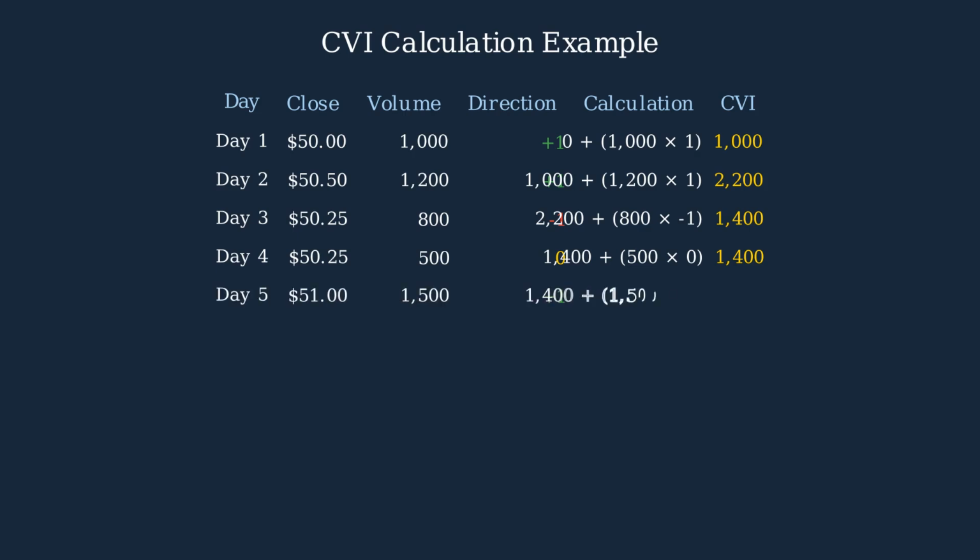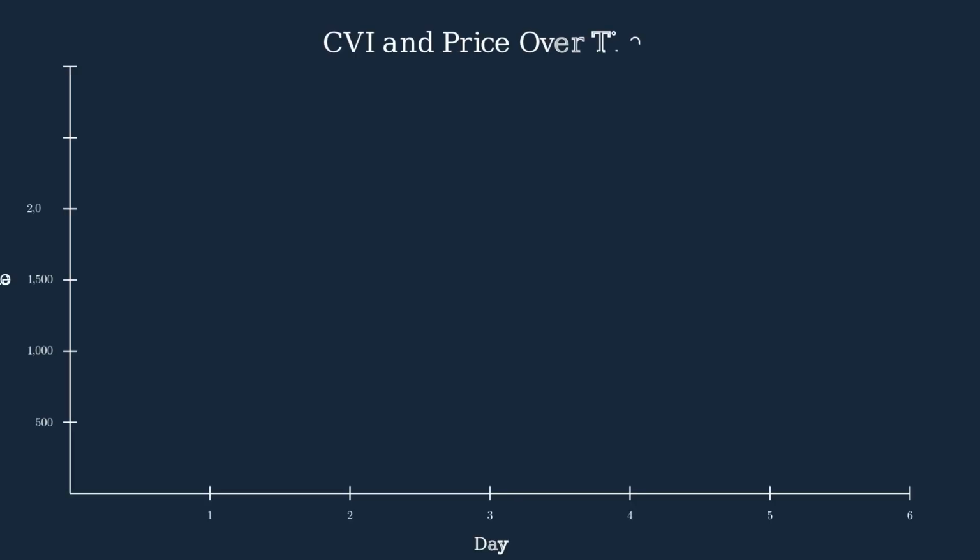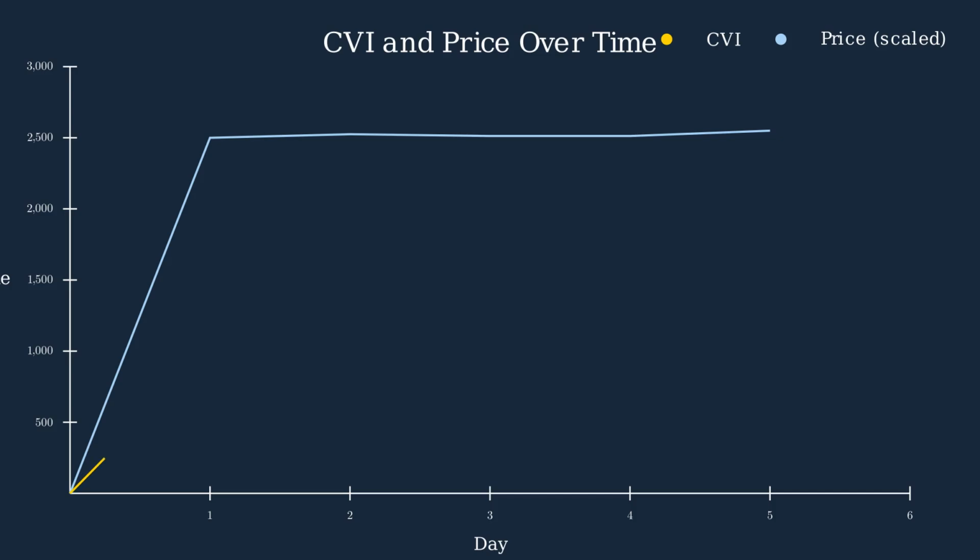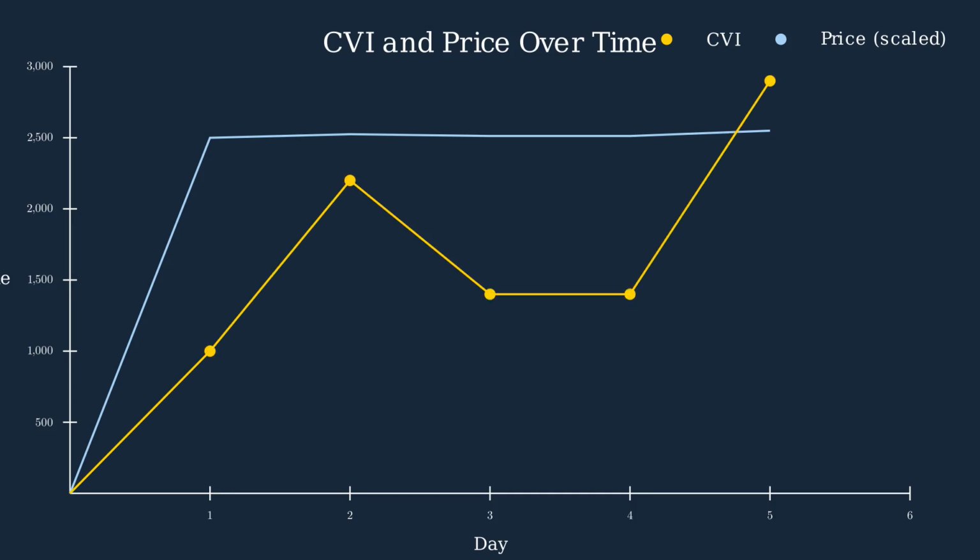Finally, on day 5, the price increases to $51, returning to a positive direction. Adding the volume of 1,500 brings our final CVI to 2,900. Let's now visualize how the CVI changes over these 5 days in relation to price movement. This chart shows how the CVI in gold changes in relation to price movement in blue. Watch how the CVI line develops over the 5 days. Notice how it rises when prices go up and falls when prices go down.